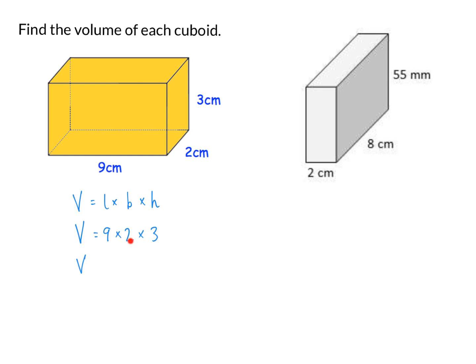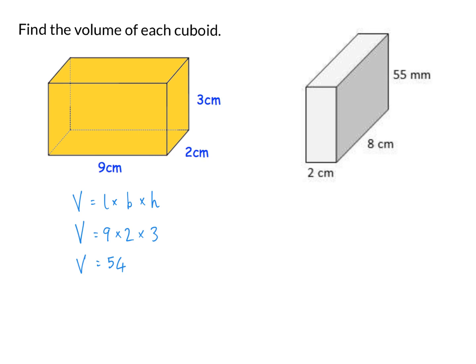But if I go 2 times 3, that gives me 6. 6 times 9, well, both those are single digits, so we should be able to do that. 6 times 9 would give us 54. I suppose another way to do it is we could do 9 times 3. 9 times 3 is 27, and then double that. Doubling 27 would give us 54.